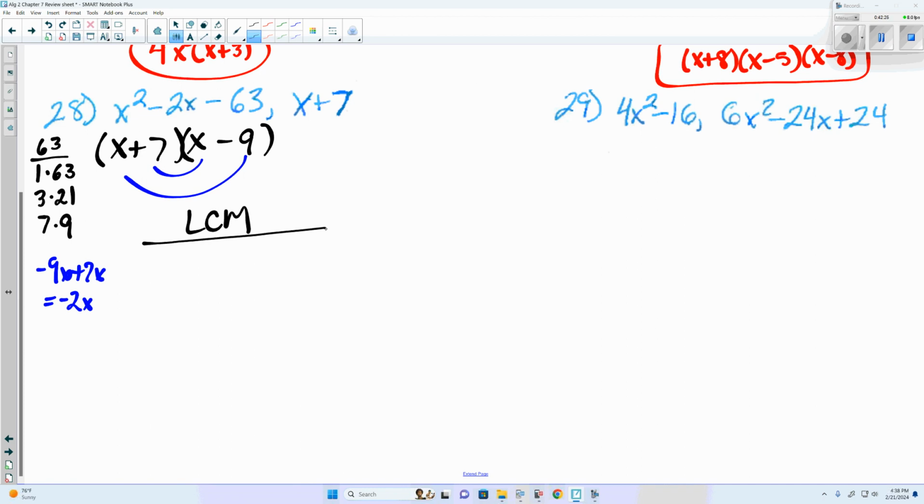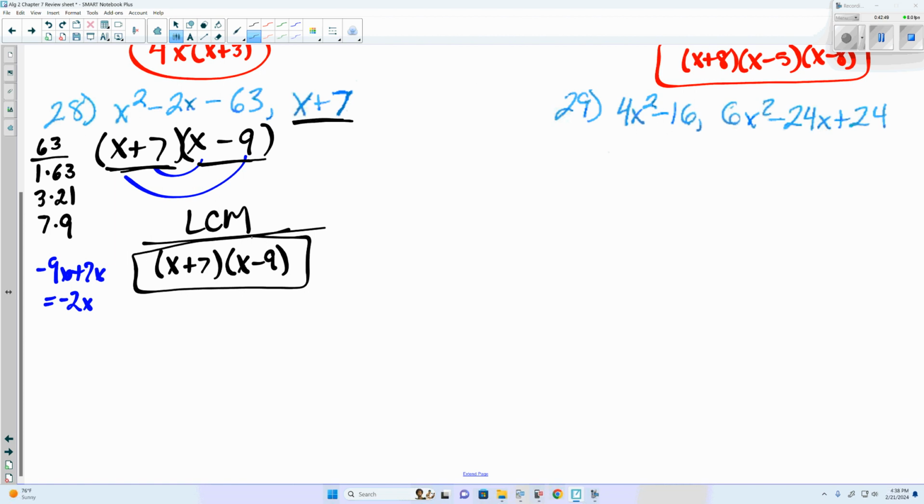Since that's factored, we can find the least common multiple. So let's check our factors. The one on the left has 1 x plus 7. The one on the right has 1. Even though they both have it, since it's only listed once, we need it once. We also need x minus 9. So here the least common multiple was x plus 7 times x minus 9.